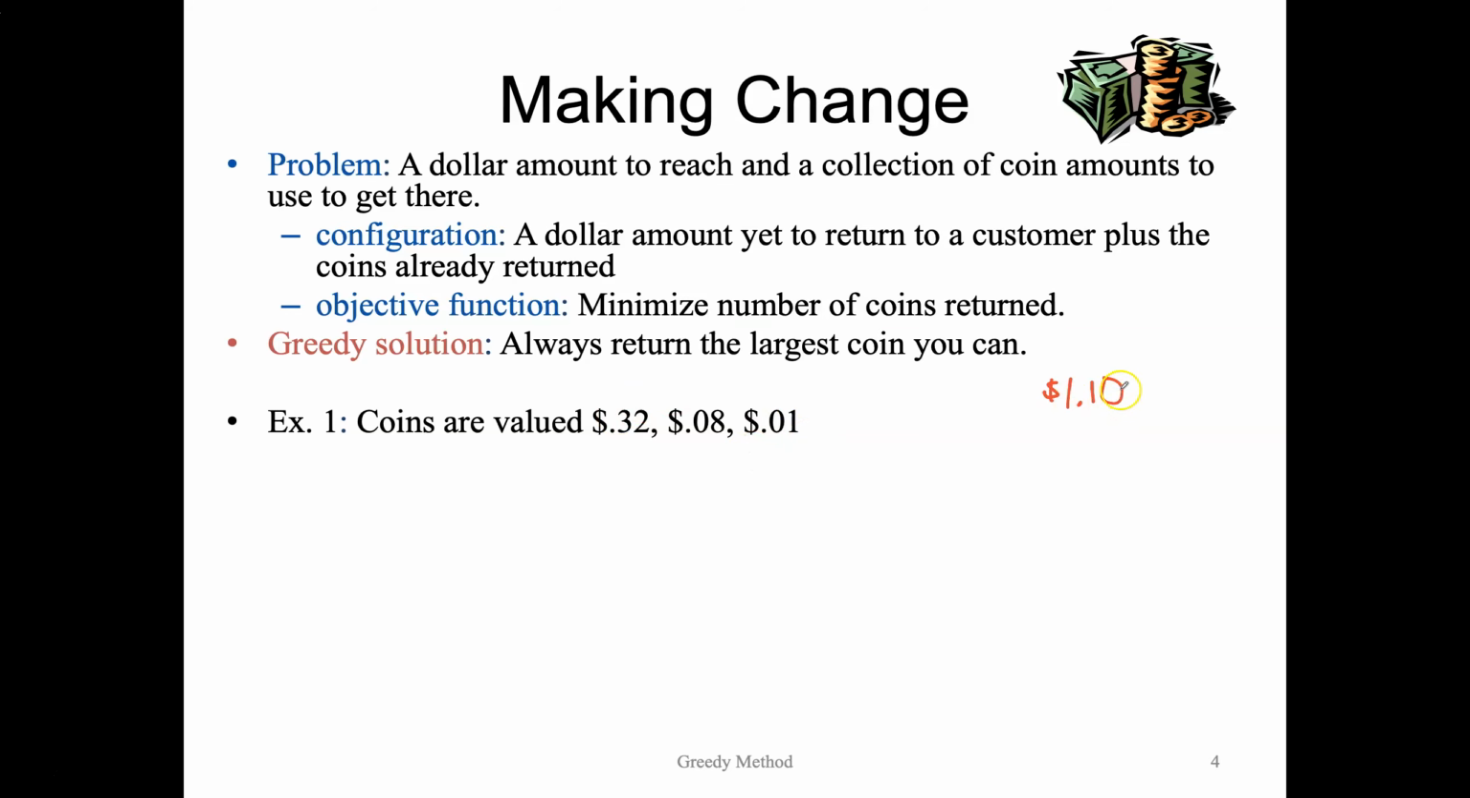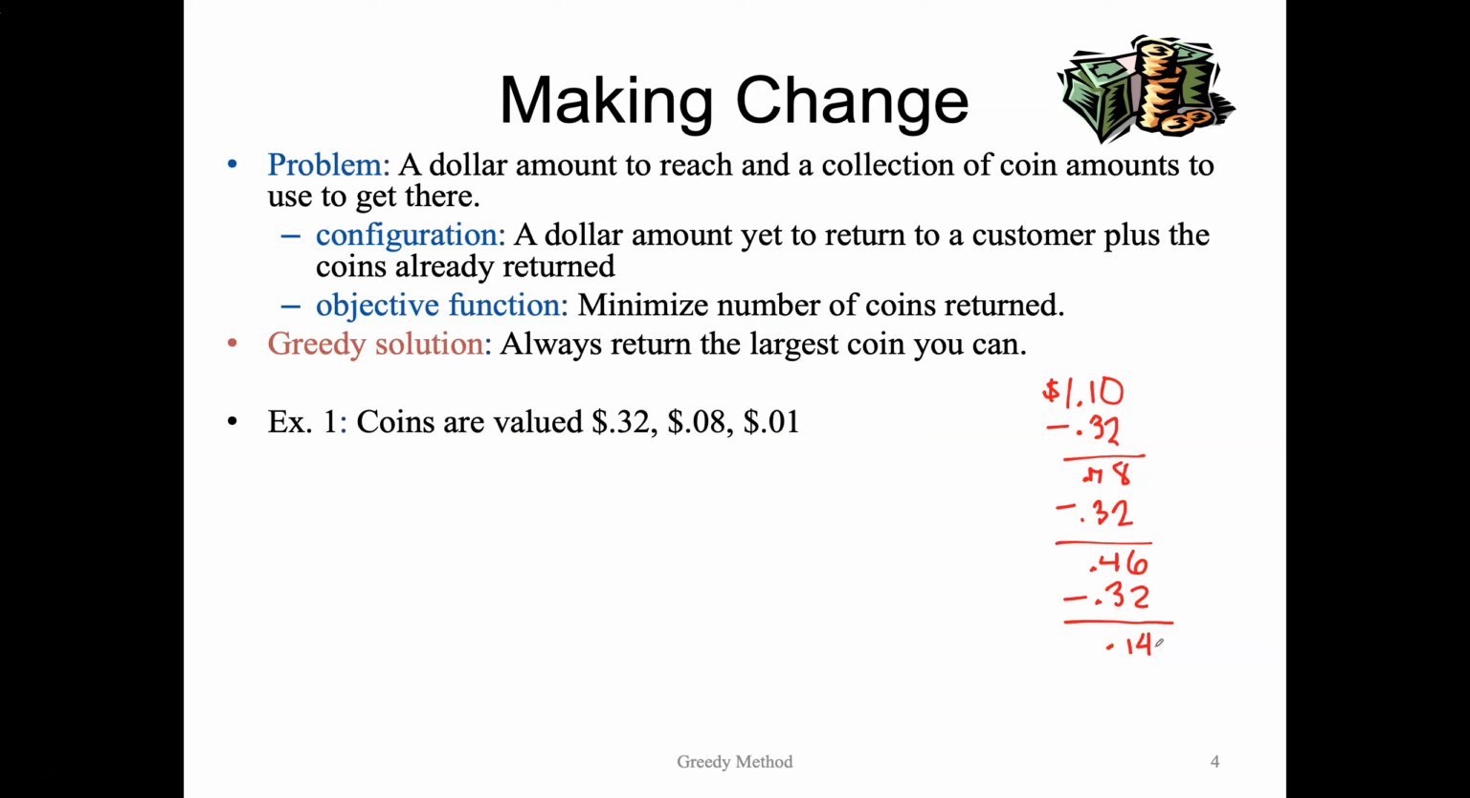We have to return $1.10, so of those coins that we can pick from, we're going to pick whichever one is the largest coin amount, which in this case is 32 cents, and return as much of that as we can. So once we return a 32-cent coin, we're left with 78 cents left that we have to give back. So we're going to take another 32-cent coin, because this is the largest one we can pick from, and now we've got 46 cents to return. And we can still fit a 32-cent coin in there. Again, our greedy method here is to just always pick whatever the largest coin that will fit into the remaining amount that we have to give back. And we're left with 14 cents.